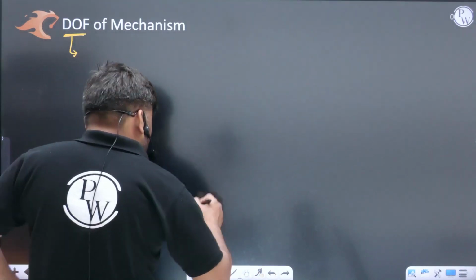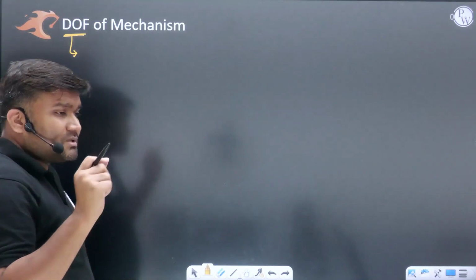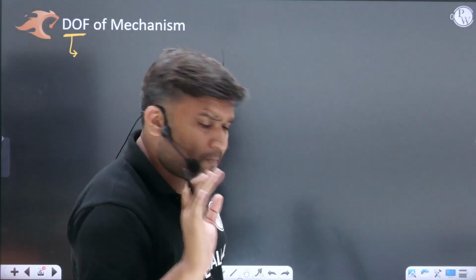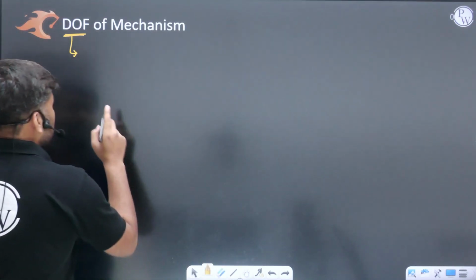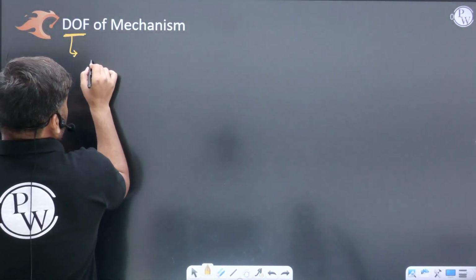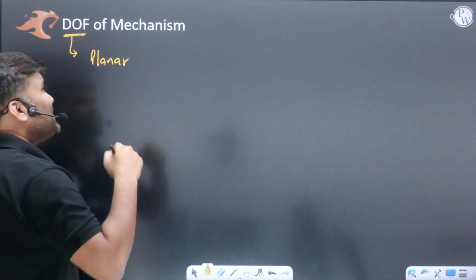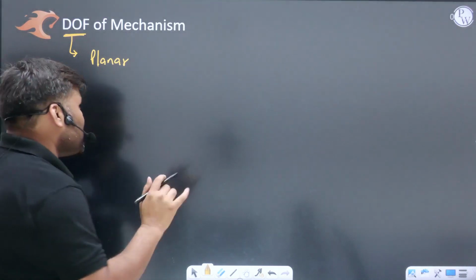In the field of degree of freedom, one mathematician, Kutzbach, has done a beautiful job. He has given a formula, but this formula which I am writing here is only for planar mechanisms. Degree of freedom for planar mechanism. Why are we talking about planar mechanisms? Because in our syllabus only planar mechanism is there, beta. Only planar mechanism.